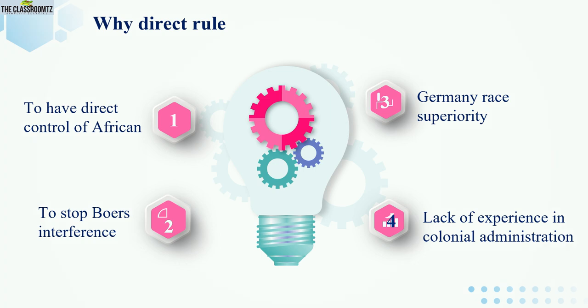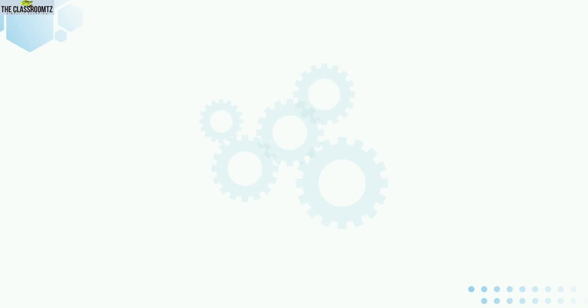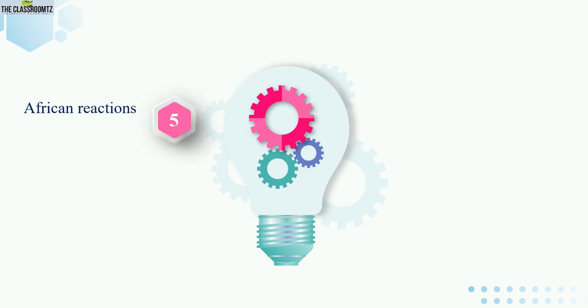These are some of the reasons why direct rule, and the others are African reactions. Germany experienced intensive reactions while trying to take colonies in Africa. All of us are aware of the Maji Maji War. We are aware of the Hehe resistance in German East Africa, Tanganyika in those days. These reactions gave Germany a lesson on the nature of these people.